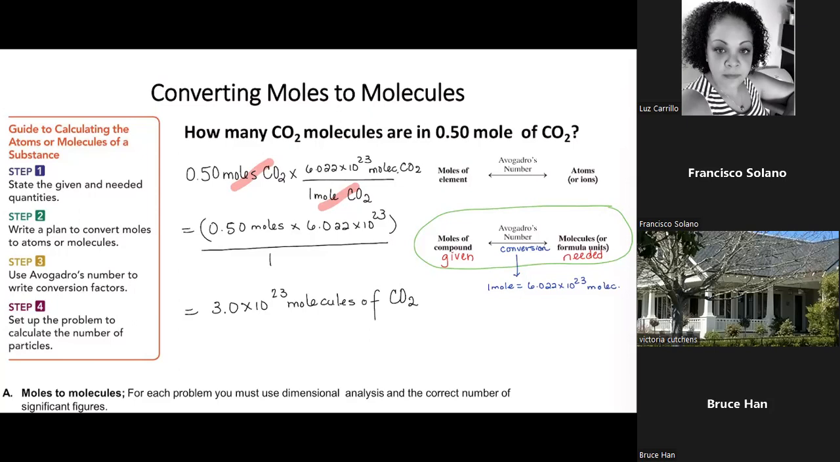So whenever we're trying to convert from moles of compound and we need to find molecules, we're going to multiply by Avogadro's number, okay? When we have to do the opposite, meaning that we are given molecules but we need to find moles, it doesn't matter if we're talking about moles of element and atoms of element or molecules of a compound and moles of a compound. If our direction of what is given and needed is opposite, so if I'm given molecules and I need to find moles, then I'm going to divide by Avogadro's number, okay?